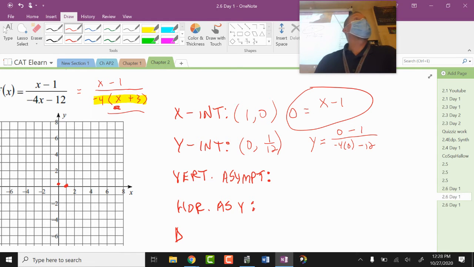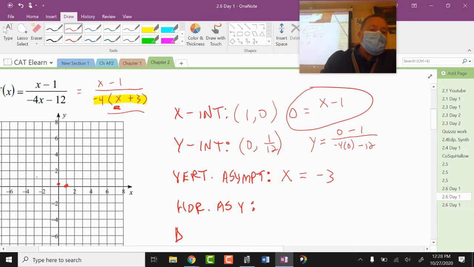Can someone help her? Yes? I couldn't hear you. -3. Okay, so when you plug in -3, you get a 0 in the denominator. What ends up happening to the graph then is you get a vertical asymptote there. So x equals -3, and we want to draw that.